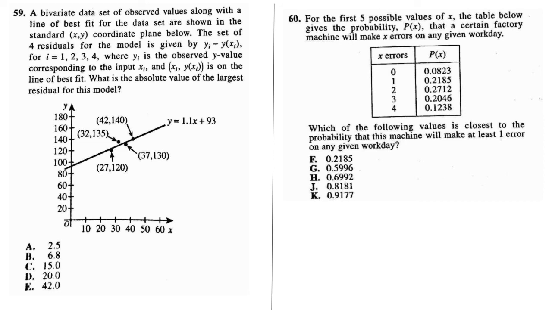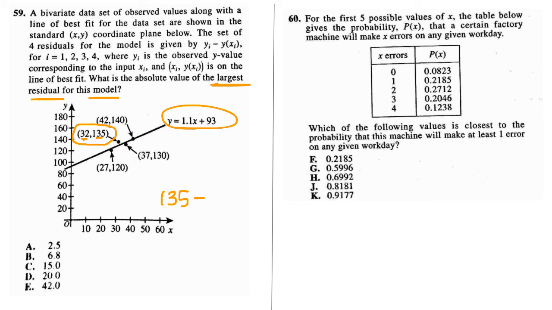So we have bivariate data here, and really this is the line of best fit, and here's the equation for that. And let's see, what is the question? What is the absolute value of the largest residual for this model? The largest residual is really looking for that point that is the farthest away from this line of best fit. And we really need to know, what is the difference when my X value is 32? Well, I know it's 135.